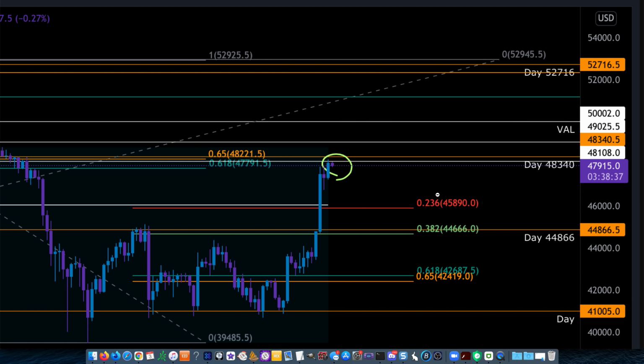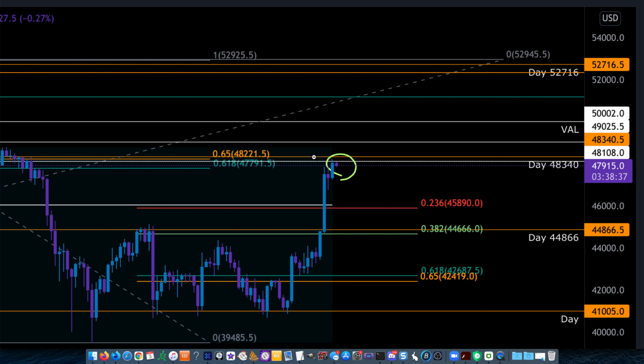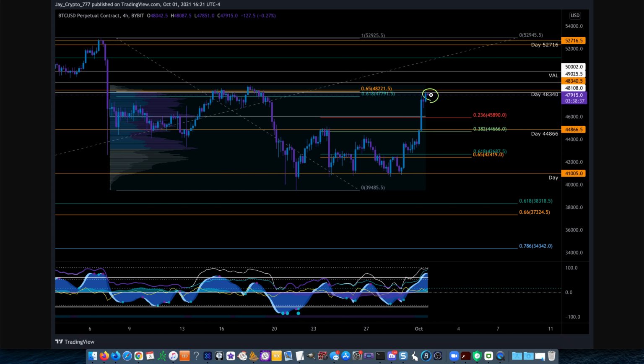Now, this was not a random level on a chart. We can see that this was a Fibonacci golden pocket 0.65 level, and it was a daily level right here at 48,340. And I wanted to see bearish divergences on the chart. So step number one is you need to do your technical analysis. I apologize, guys. You need to do your technical analysis. That is step number one.